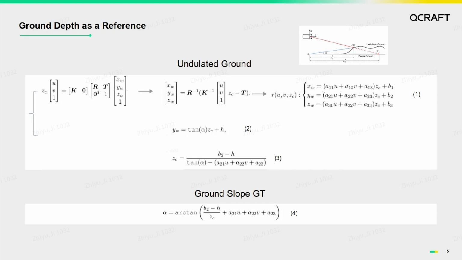Equation 1 is the same as we have already mentioned. By combining equation 1 and equation 2, we obtain the ground depth value of pixel UV as equation 3, where only the ground slope value alpha is unknown. In practice, by leveraging the available ground depth values of sparse ground surface points, we can transform equation 3 to equation 4 to provide a sparse distribution of ground slope in order to facilitate the ground slope map learning.